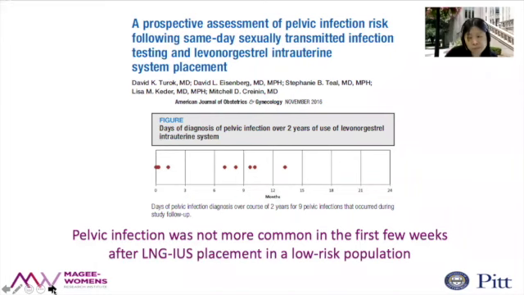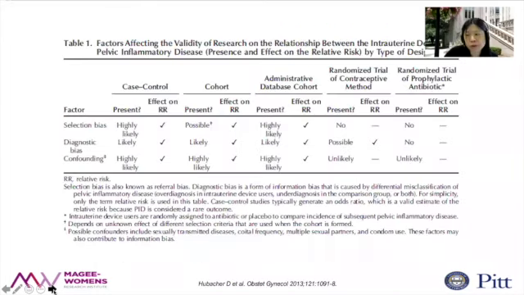Next slide. So why do we worry about PID? One reason is because of PID's association with infertility. And there have been a lot of concerns that IUDs cause infertility. However, many studies linking IUDs to PID or to infertility were flawed and fraught with bias, including selection bias, diagnostic bias, and confounding. Biases and confounding are more likely to affect case control studies and cohort studies, as you can see from this table, from an article that outlines the challenges of research about IUDs and PID.